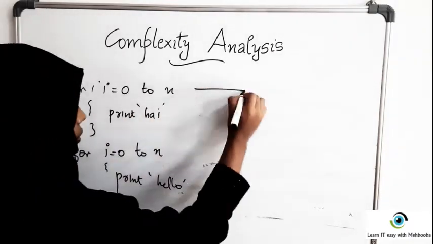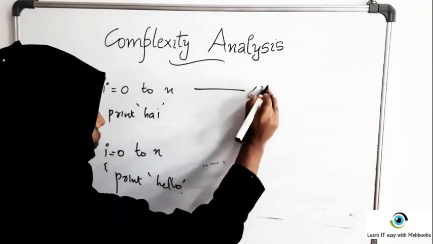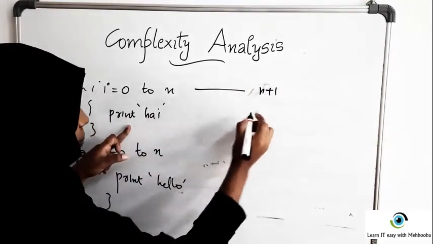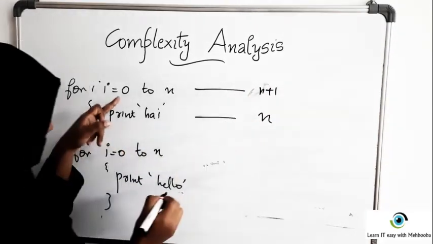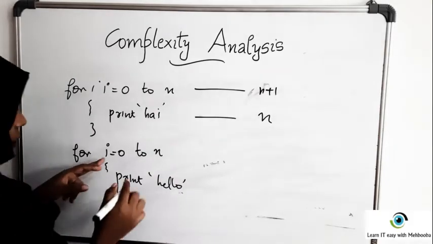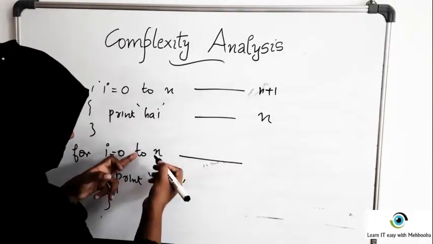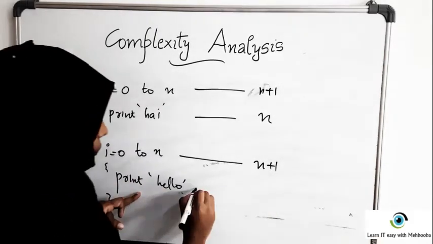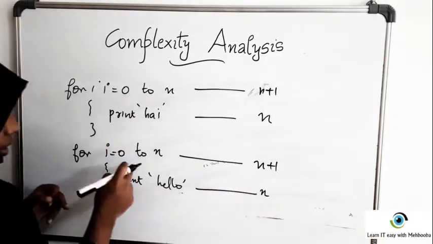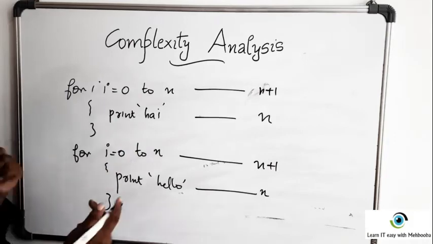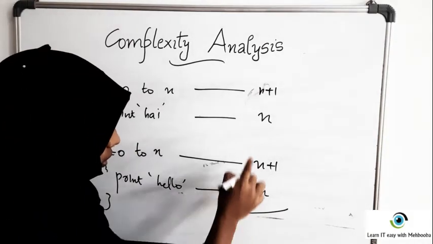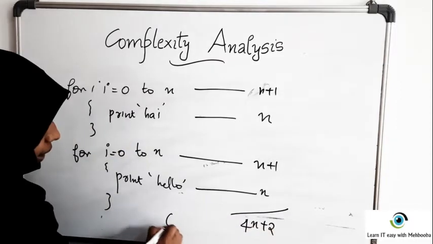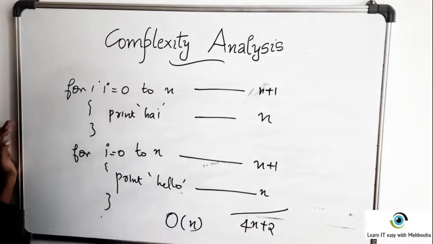See, the frequency count of the first statement is n plus 1. The frequency count of this one is simply n because it is running under the influence of this. The frequency count of this statement is n plus 1. The frequency count of this statement is n because it is running under the influence of this for loop. Now the total frequency count is 4n plus 2. And when we take the complexity, you will get that it is order of n.